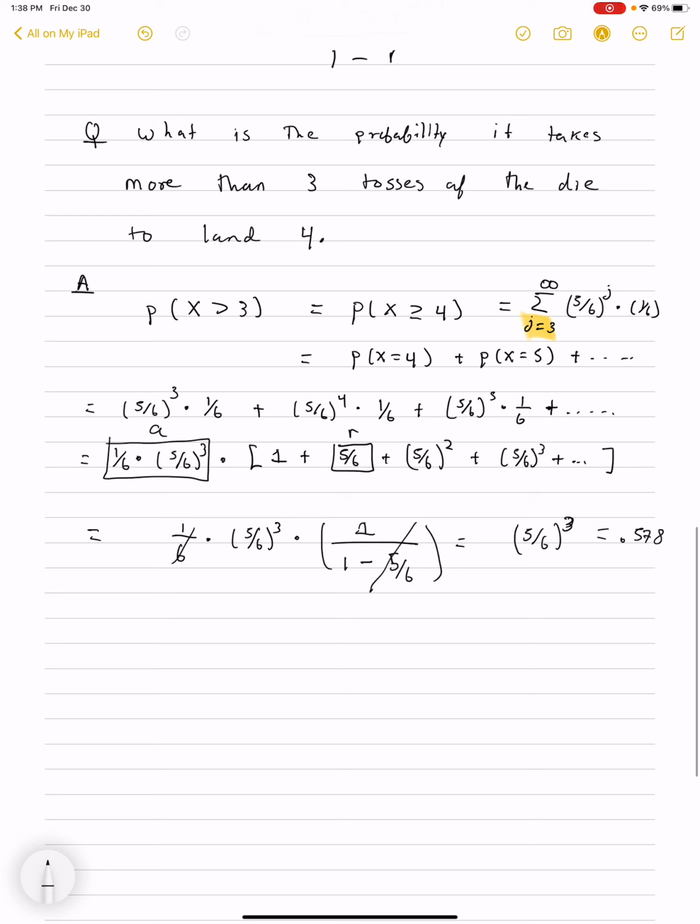You might be wondering, could I calculate this probability in another way? And the answer is yes, you can. So the probability x is bigger than 3. We could have used the complement rule.